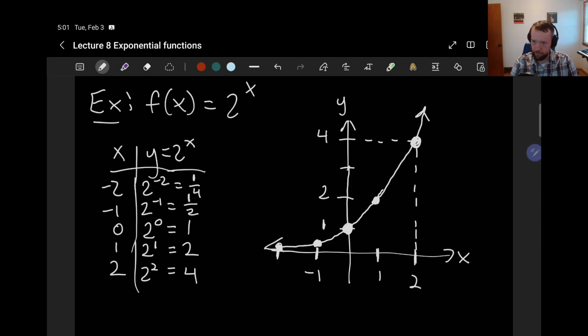This is what it looks like. Exponential functions are known for their rapid growth. We say that something is growing exponentially. We think of that as growing very quickly. And that's reasonable because these things do rise pretty quickly.